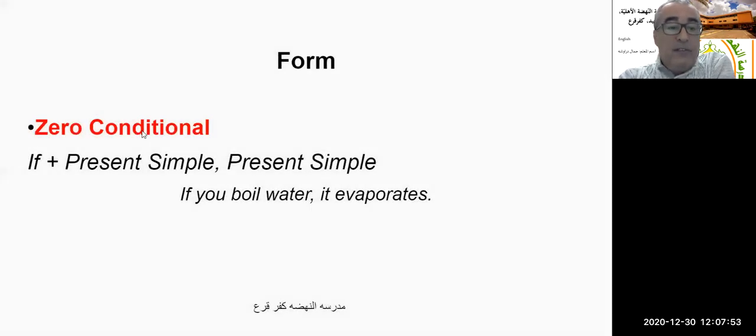So the form of the zero conditional is if plus present simple in the if clause, and in the main clause, or the result, we have the present simple only. So here you're dealing only with the present simple in both parts. For example, if you boil water, it evaporates. Now this is a scientific fact. That's why we are using the zero conditional.